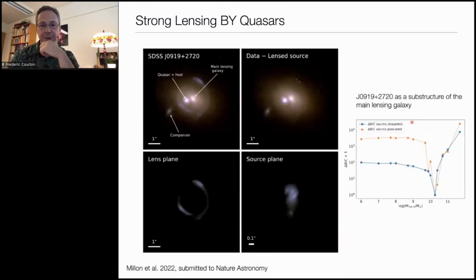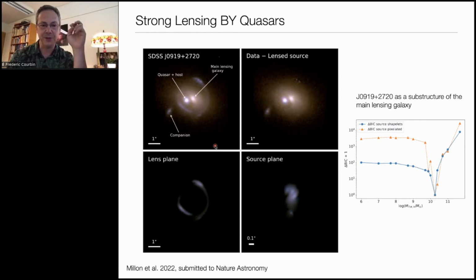Now, you can model the whole system. And what we show here, so we have the data minus the lens source that is here. That's for our lens models, and that's the reconstruction of the lens source. You can do the source reconstruction parametrically or non-parametrically. And in the 2 cases, when we change the mass of the quasar here in the model, we find a minimum at the same place, whatever we do with the different types of models, and that's 10 to the 10 solar masses. So it means that with this object, we can get the mass of a quasar that is a substructure of another lens galaxy.